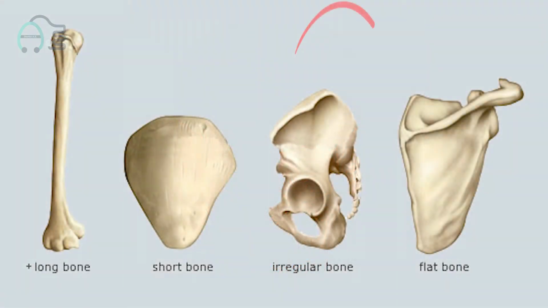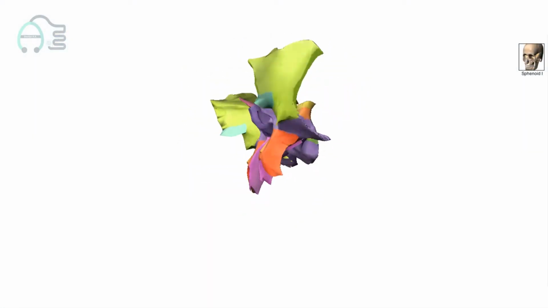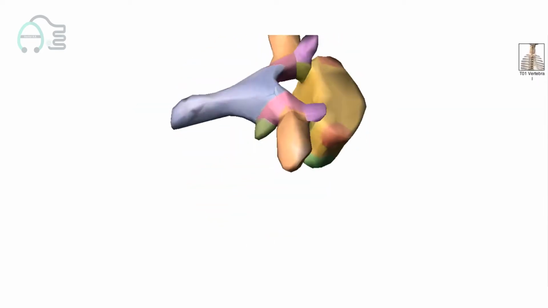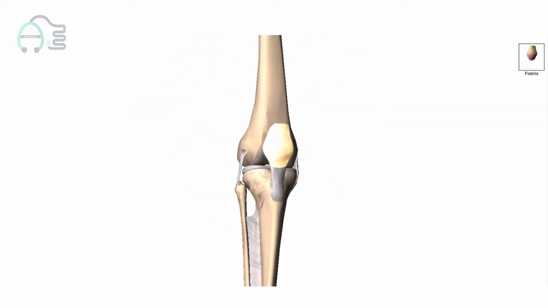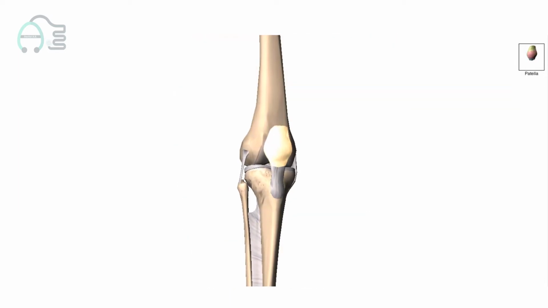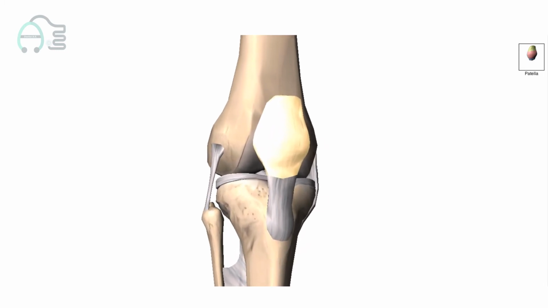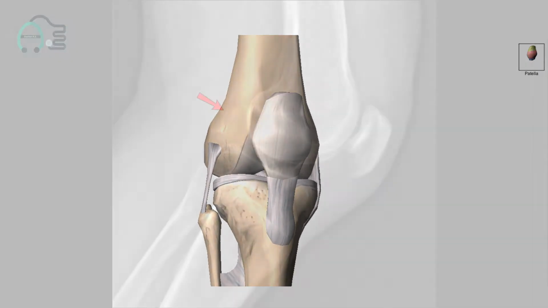Irregular bones do not readily fit into other groups. Examples: many of the skull bones, the vertebrae. Sesamoid bones, which are a type of short bone embedded within tendons or joint capsules. Examples: in the hands and feet, although the patella is the largest sesamoid bone.